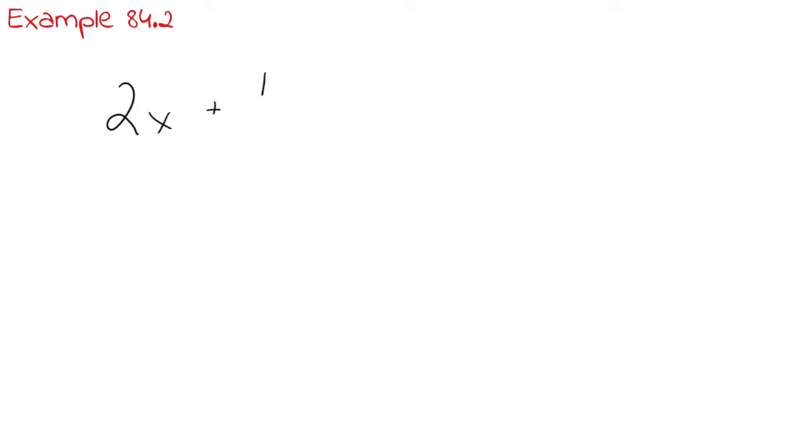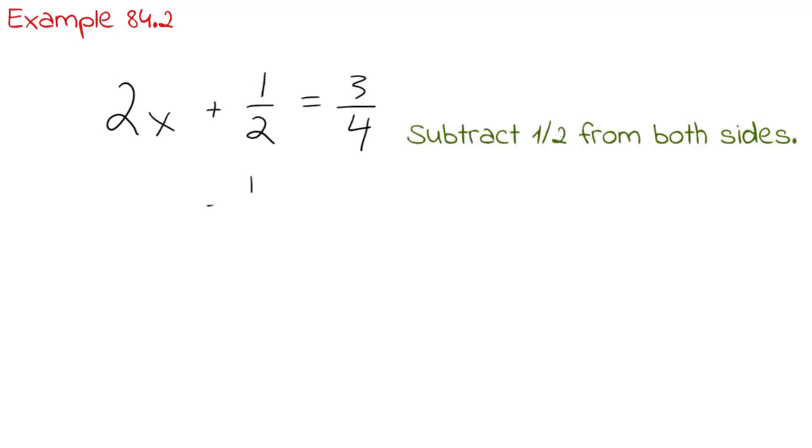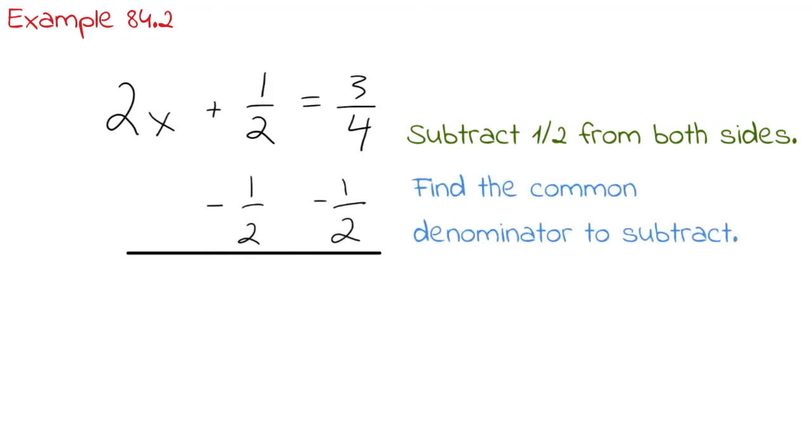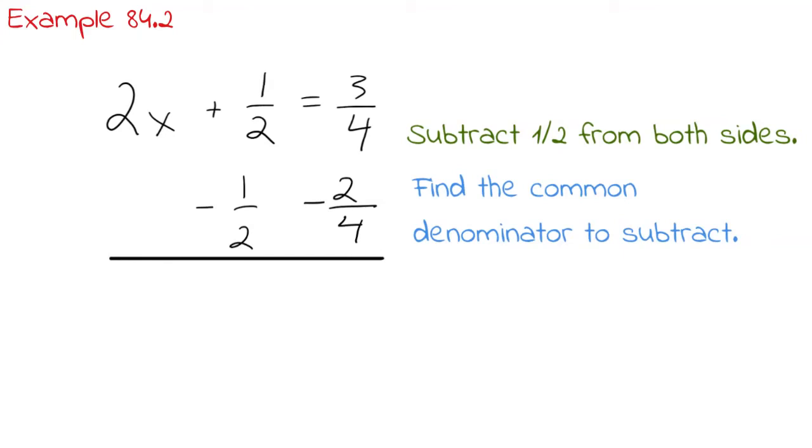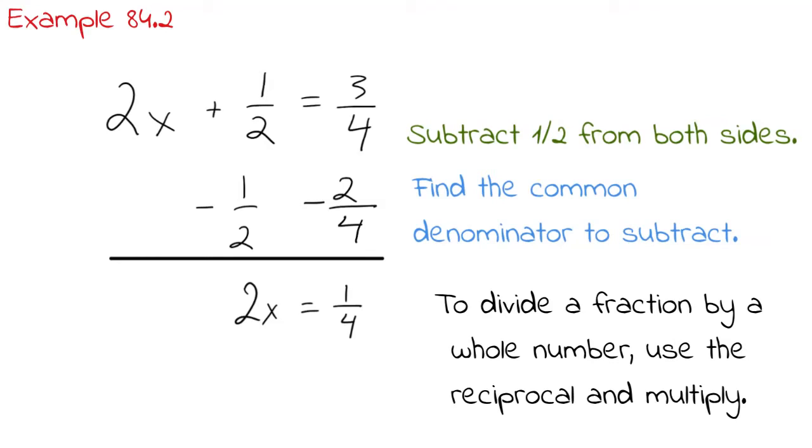In example 84.2, we also have a similar problem, this time with fractions. So we'll subtract 1/2 from both sides. Then we have to find the common denominator in order to subtract from the right side, which would make that 3/4 minus 2/4, leaving us 2x is equal to 1/4. Now to divide a fraction by a whole number, we just use the reciprocal of the whole number and multiply. And that gives us the value of x is equal to 1/8.